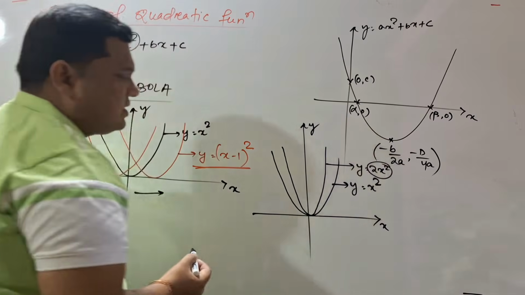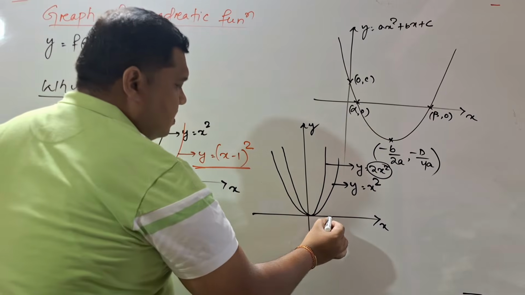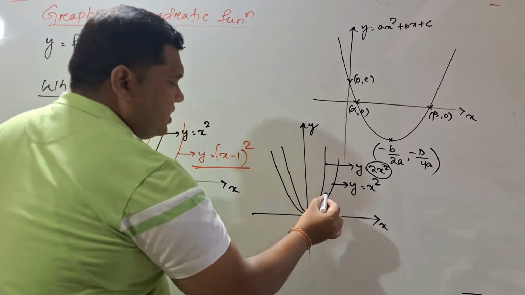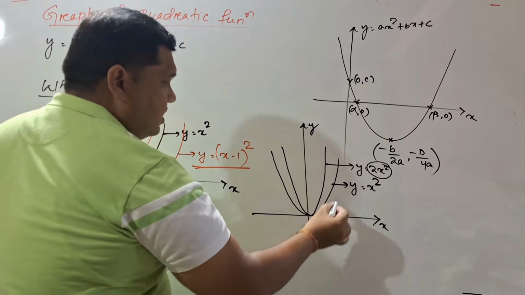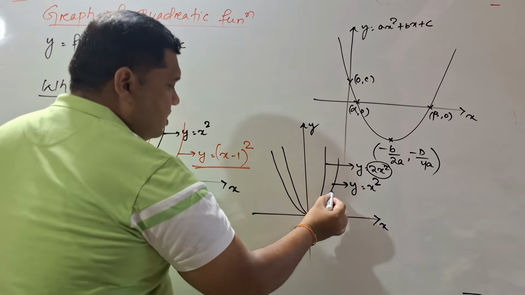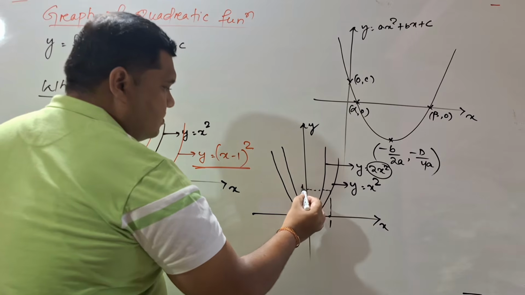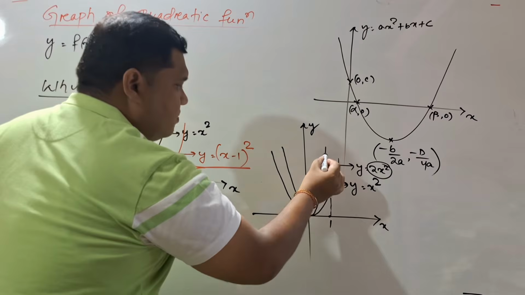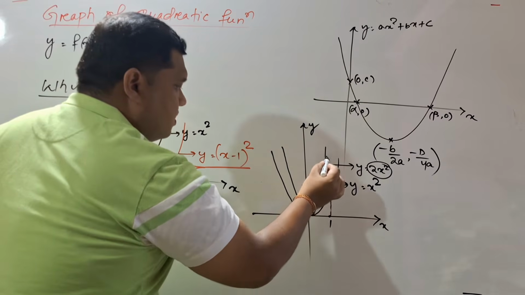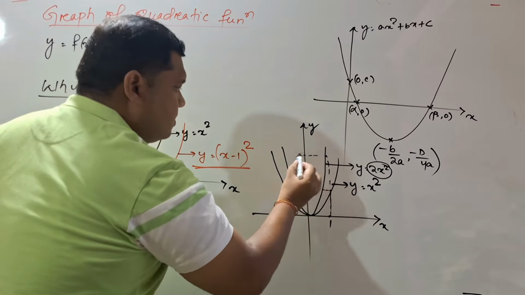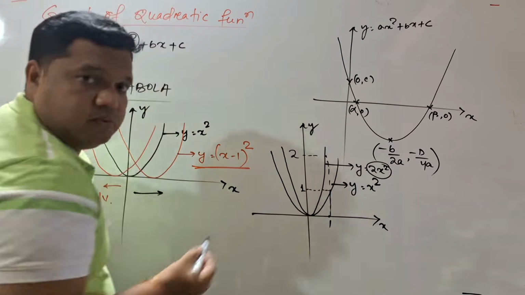Why y equal to 2x square? Look here. Suppose at 1, y equal to x square. At 1, if I put 1 here, I will get 1. Similarly, at 1, if I consider this function, I will get 2. Understood now?